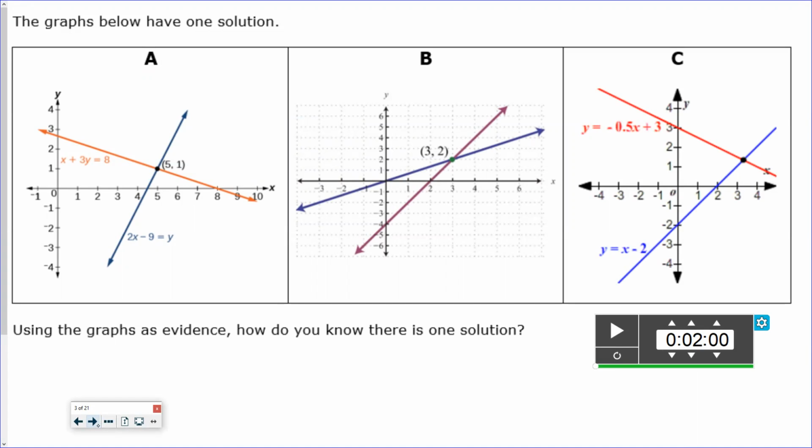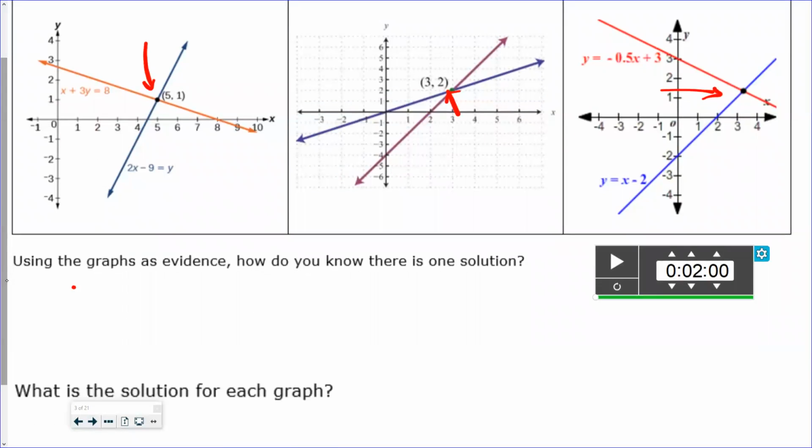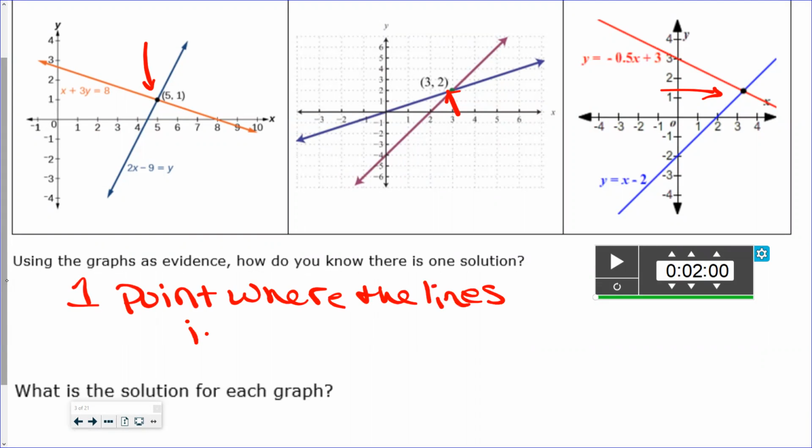All right, so the reason why there is one solution, how we know there's one solution, is because the solution is where 2 lines intersect. So in each of these, the lines intersect only at one point. So how do you know there's one solution? There's one point where the lines intersect. Okay, so you want to write that down, that a solution is the one point where the lines intersect.